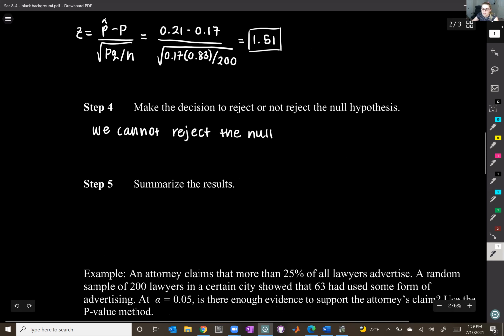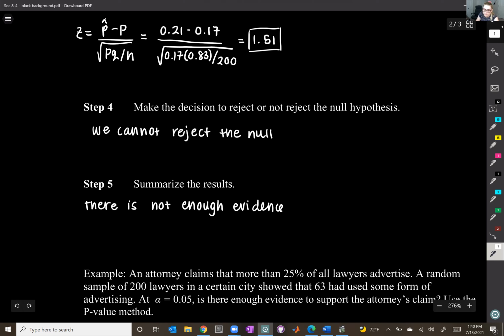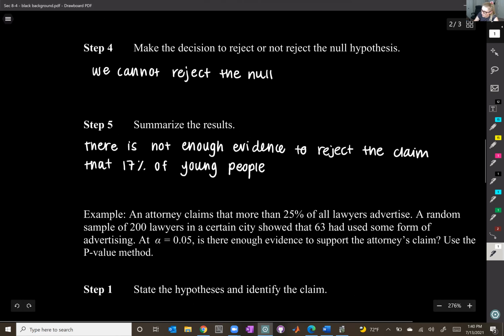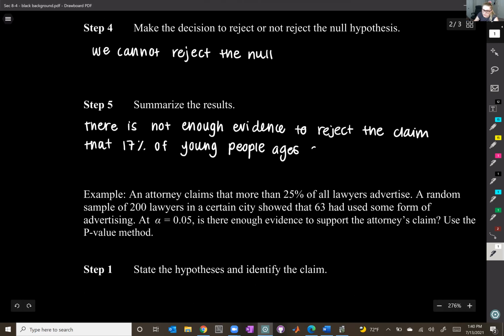Okay, and then just to give a summary to our results, that means that there is not enough evidence to reject the claim that 17% of young people ages 2 to 19 beats. And that's it for this problem.